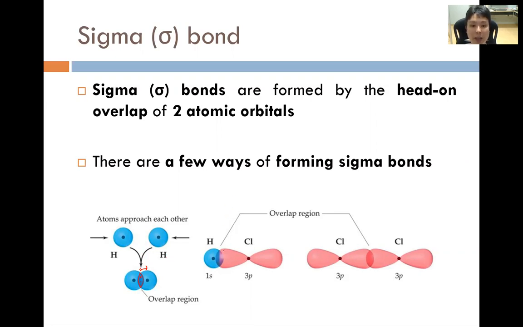We can also have a head-on overlap between an s orbital of hydrogen and a p orbital of chlorine. I hope that you can see that this is a head-on overlap. It directly approaches head-on with one another, and again we can put the shared pair of electrons in this region. The final case in the syllabus is the overlap between two p orbitals, and this is the overlap region whereby they can place their shared electrons inside here. So this is the sigma bond, whereby the orbitals overlap head-on.